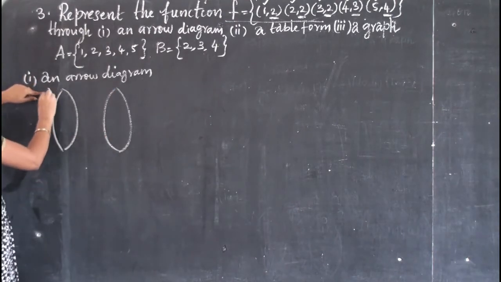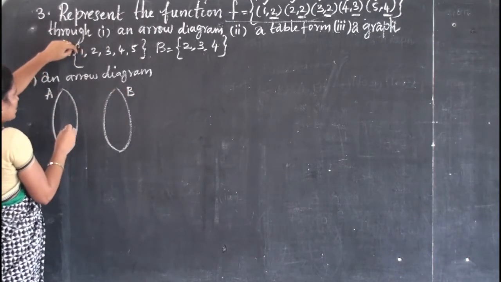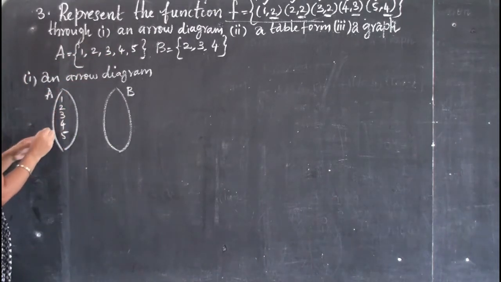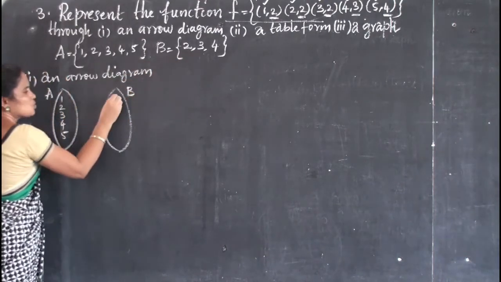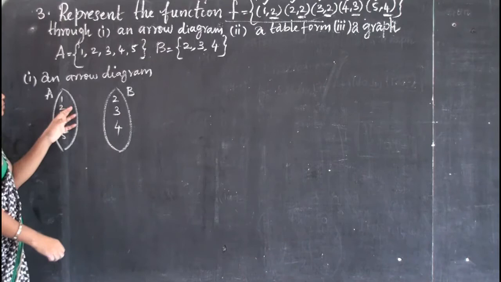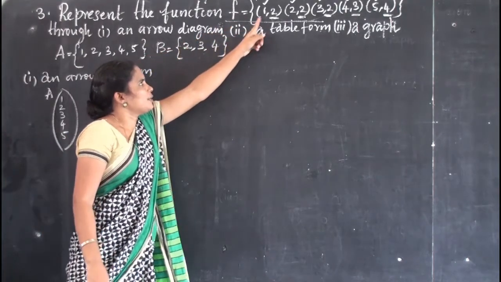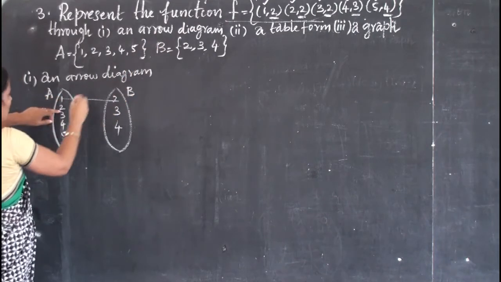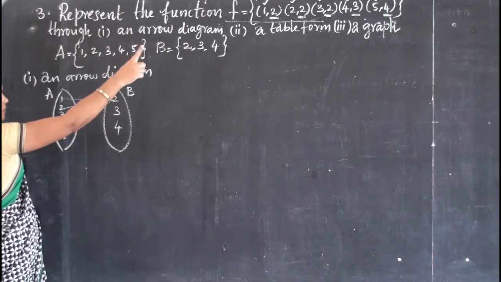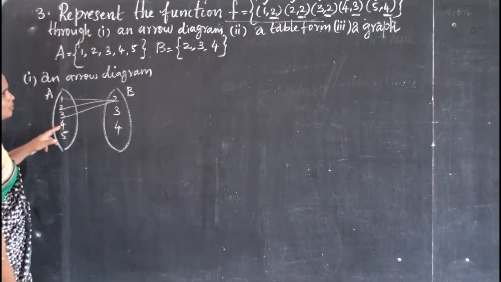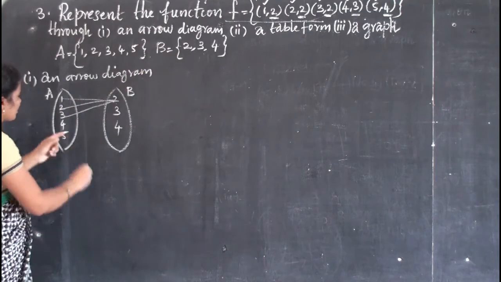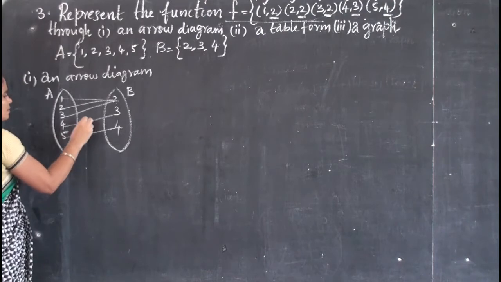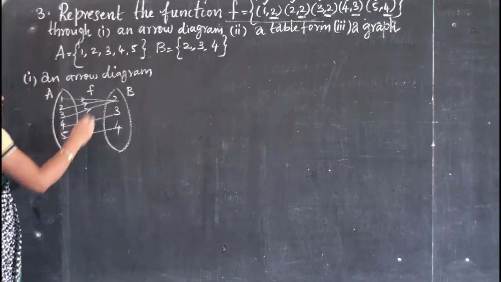Take one is A and B. Arrow diagram: write all the elements present in A, 4, 5. All the elements in B, that is 2, 3, 4. Using a set of ordered pairs: 1 to 2, 2 to 2, then 3 to 2, then 4 to 3, then 5 to 4. That's all, very simple, isn't it?